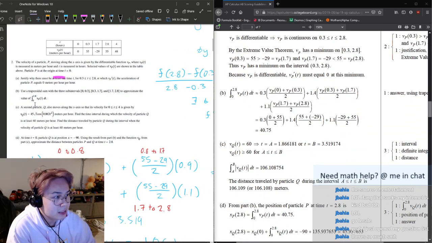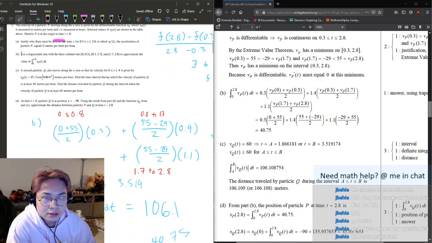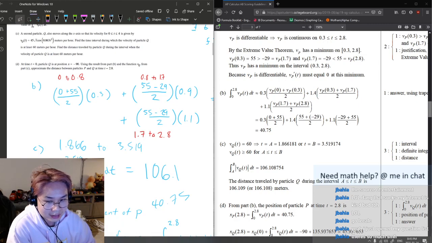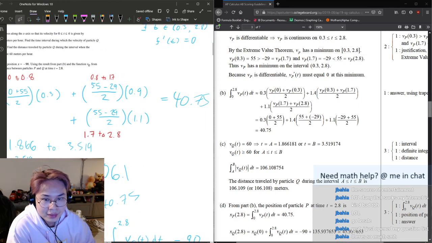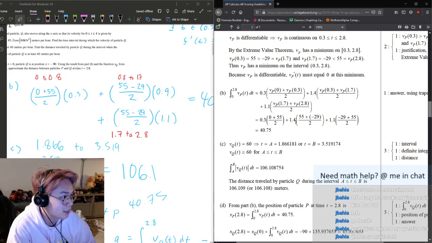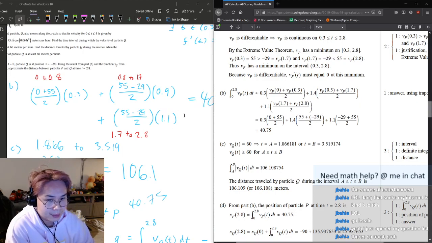And then part B, it says use the trapezoidal sum. Oh, I remember this one. So here was the sum, and then I actually didn't even bother calculating it. I used the answer key, so it's going to be the same. But let me just see if my expression is the same as theirs. Right here, I think. Yeah, we have the exact same expression, so I should have gotten their answer, which is what I used. So that's good, 40.75.